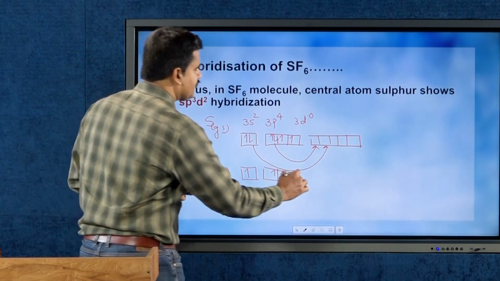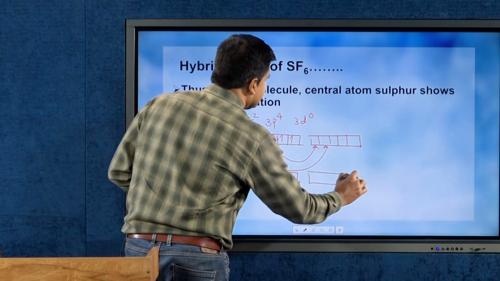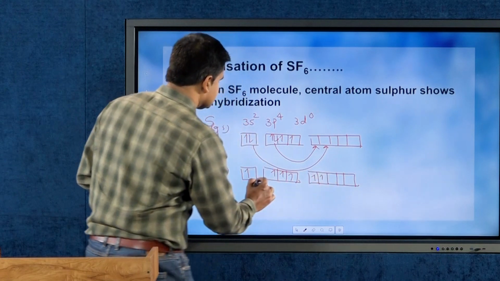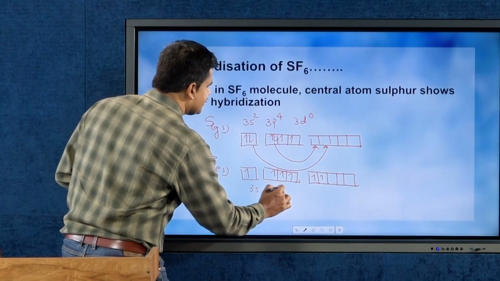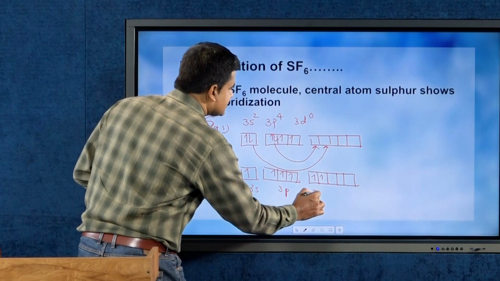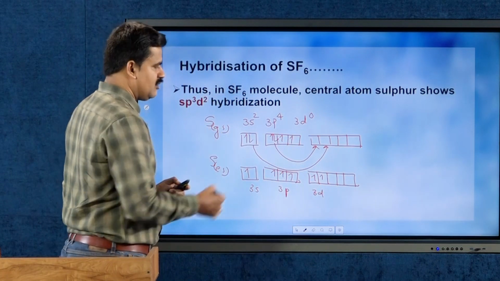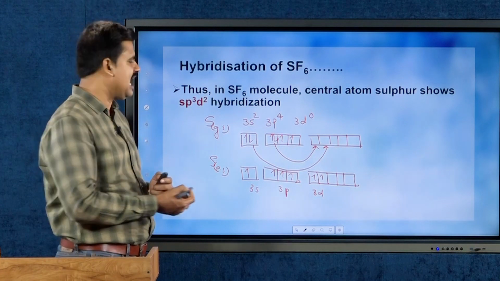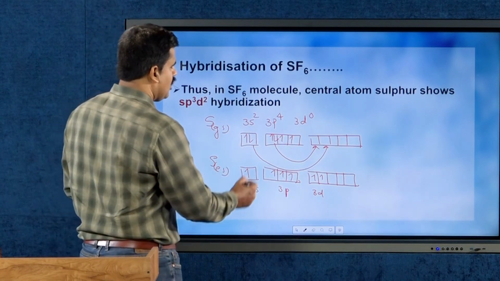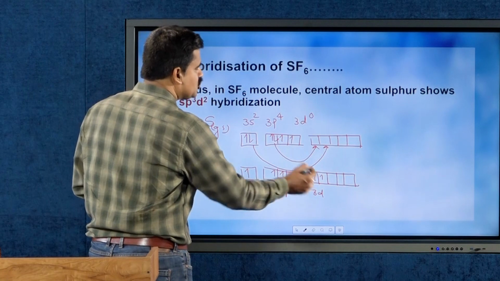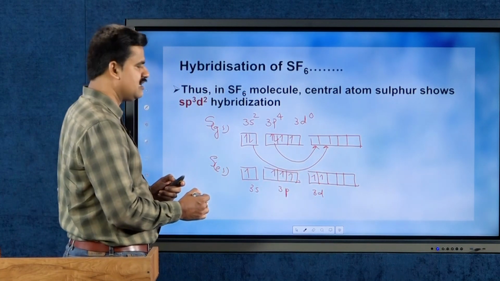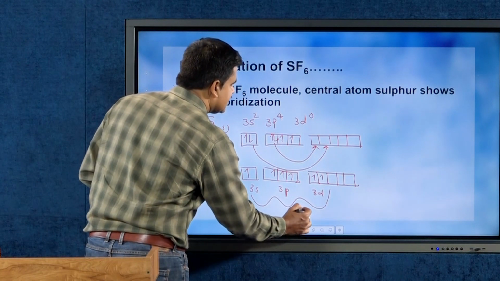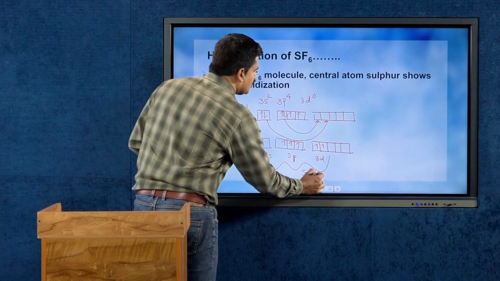3p3 and finally 3d2 will be the electronic arrangement like this. So, this is 3s, this is 3p and this is 3d. The orbitals with the electrons undergo hybridization, and in the hybridization scheme one s, three p and two d orbitals are participating, and the hybridization is nothing but sp3d2 hybridization.